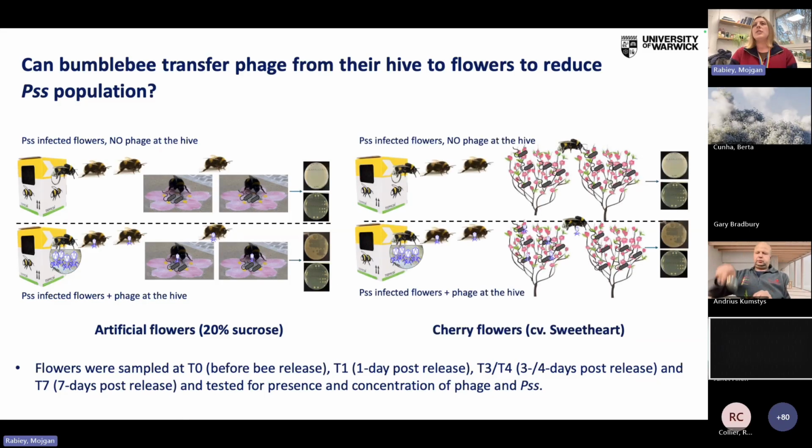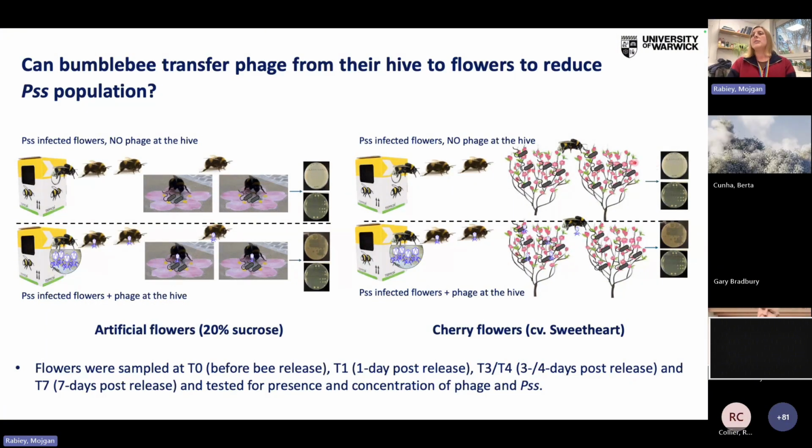And then we effectively have done the same in real cherry flowers. So again, 2 compartments, a clean hive. The bees are released to forage on real cherry flowers that we've spray inoculated with PSS. And then in the second compartment, we have a hive where the bees crawl through a phage powder runway and they forage on PSS infected flowers. And again, at the same time points, we collect these flowers, incubate them individually in buffer, and then we test this for the presence and concentration of both phage and bacteria. So that's been the setup.